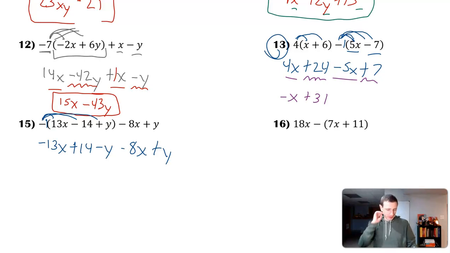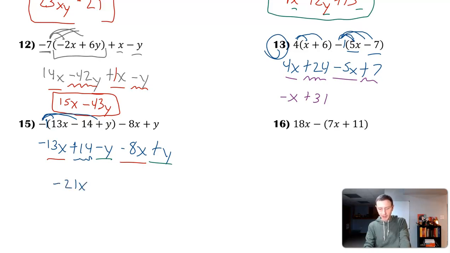A couple like terms that we can combine here. I'm seeing negative 13x minus 8x. Those are like terms. I am also seeing negative 1y plus 1y. Those are like terms. And then I do have this lonesome plus 14. I don't have any other terms with just constants, so I can't combine that with anything. So negative 13x minus 8x is negative 21x.